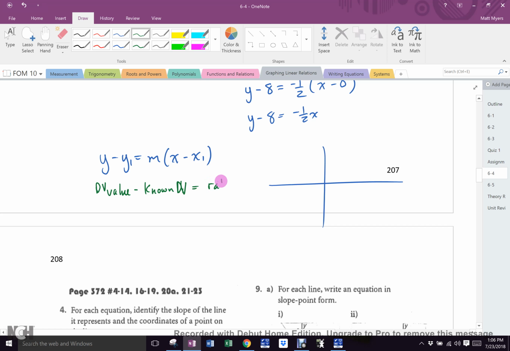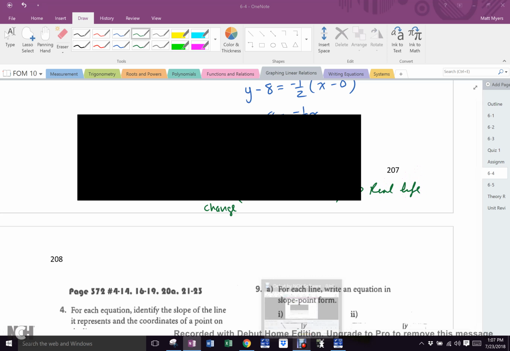equals my rate of change, because it might not be a slope, it would be like kilometers per hour, and then my IV value minus my known IV. That is real life. Okay? Okay.